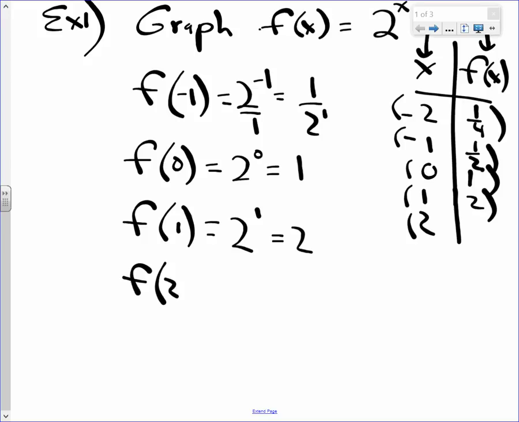Last input is f of 2. The function at 2 is 2 to the second power. That's 4, huh? So the function at 2 is 4. Right, Jim? Okay. We got, let's see, 1, 2, 3, 4, 5 points to graph.